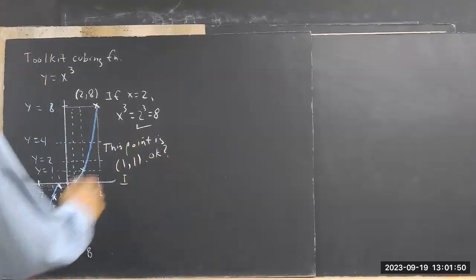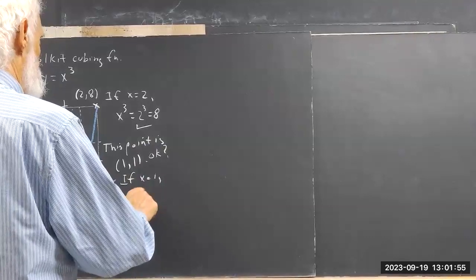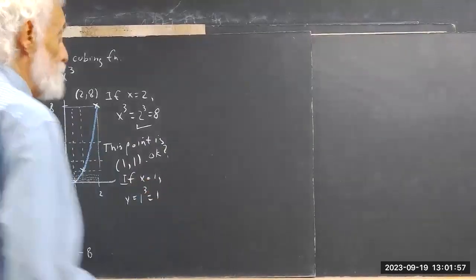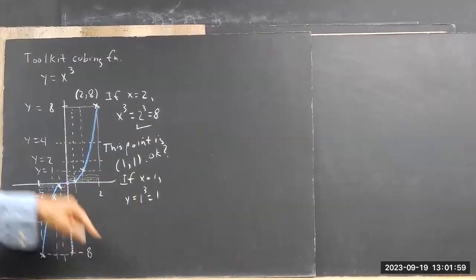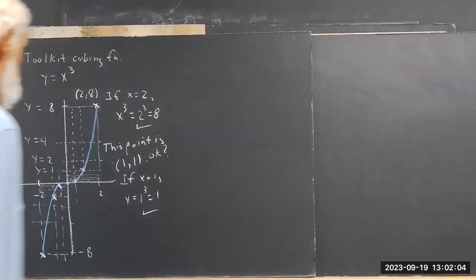this point is 1, 1. Is that okay? Well, if x equals 1, then y equals 1 cubed, which is 1. So if x is 1, y is 1, so the point 1, 1 is okay. That checks.